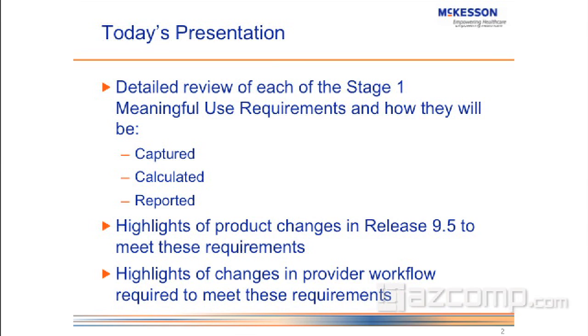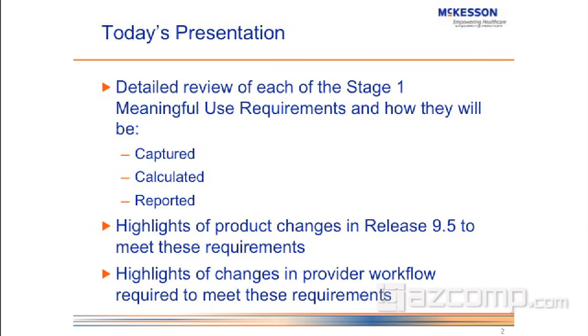So this is what we're going to be going through in today's presentation. We're going to be going through stage one, all of the requirements for stage one with the core objectives and the menu items. We're going to be talking about how that's captured in the system, how it's calculated. So the calculation we're going to be going through on every measure. We're going to be talking about the numerator, the denominator, if that is the case. So if there's a certain percentage of patients that you have to report on with these things, we're going to be talking about what that numerator and denominator is.